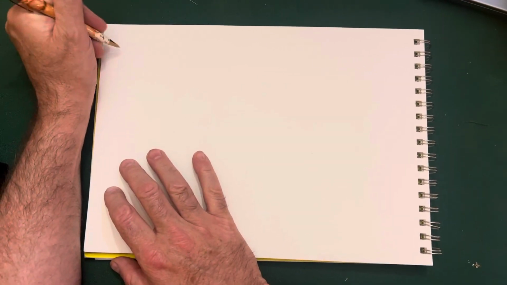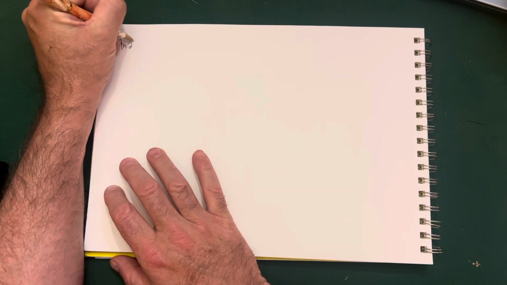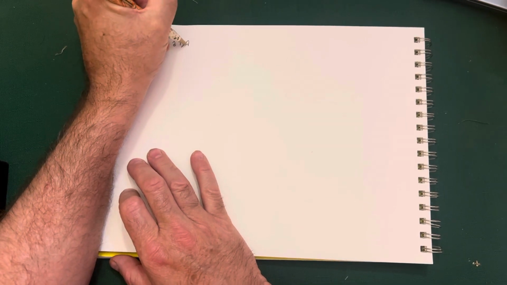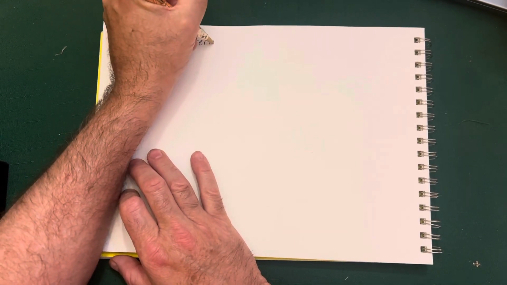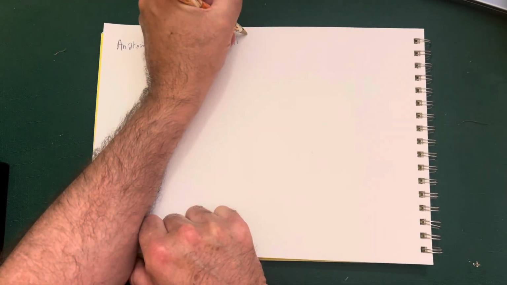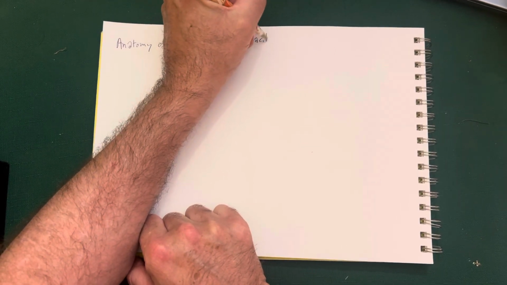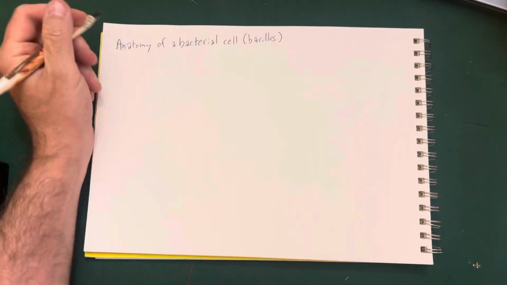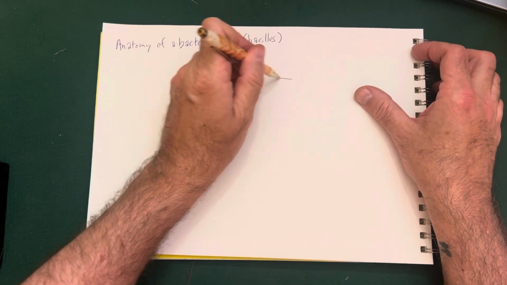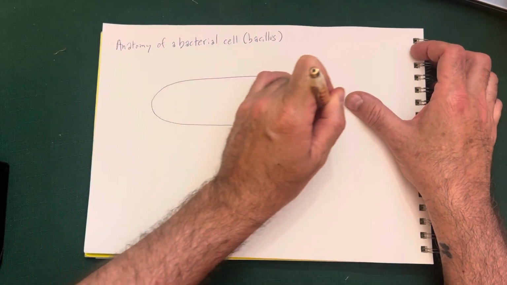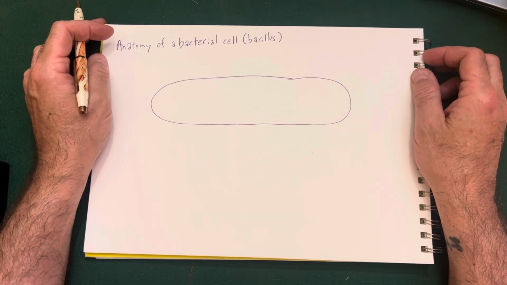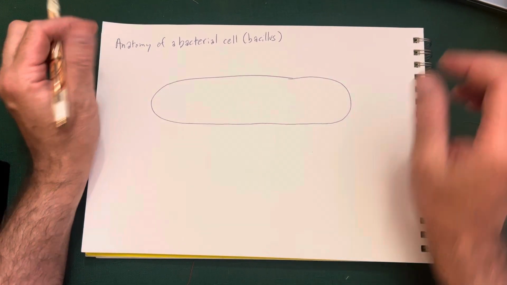In this video, I am going to draw the anatomy of a bacterial cell. And the bacterial cell that I'm going to draw is going to be a bacillus, or a rod-shaped bacterium. So to do that, basically you want to draw sort of a hot dog shape. That's our bacillus shape there.